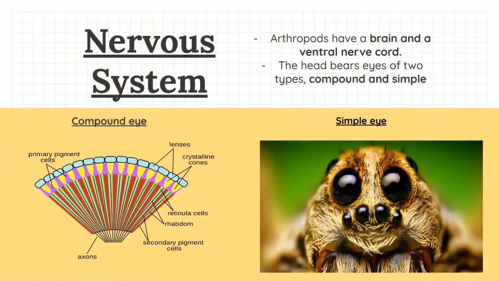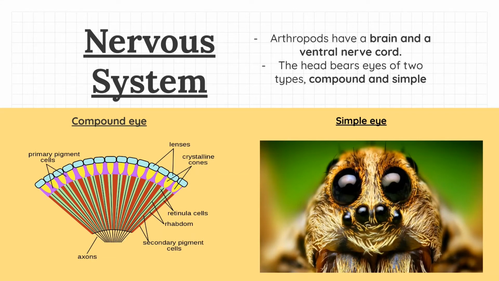The next feature that we are going to dive into is the nervous system. Arthropods have a brain and a ventral nerve cord, and the head of an arthropod bears many sensory organs, including the eyes, which consist of 2 types, compound and simple. The compound eye, as you can see on the left side, consists of many lenses, like an eye of a fly, for example. The compound eye is composed of many visual units, each of which operates independently.